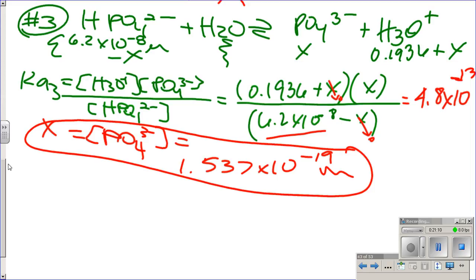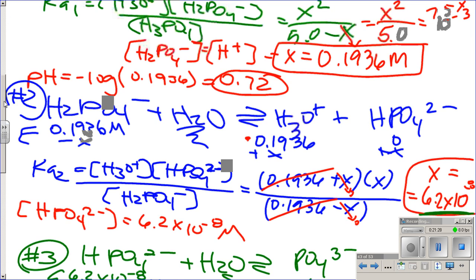The only other one you will sometimes be asked to do, in addition to all of these ions, is the other ion that's always in solution. Water would auto-ionize to what and what? Right. The OH minus is the only one we've not calculated. So how would you get OH minus knowing H plus?